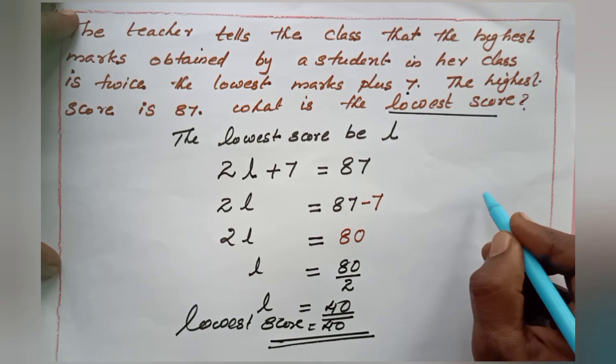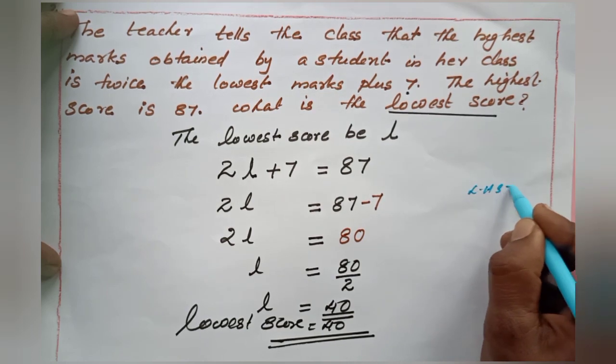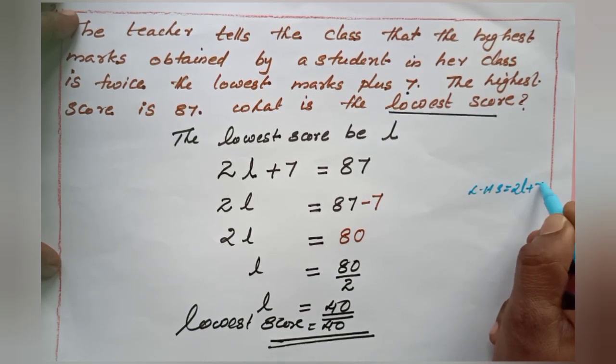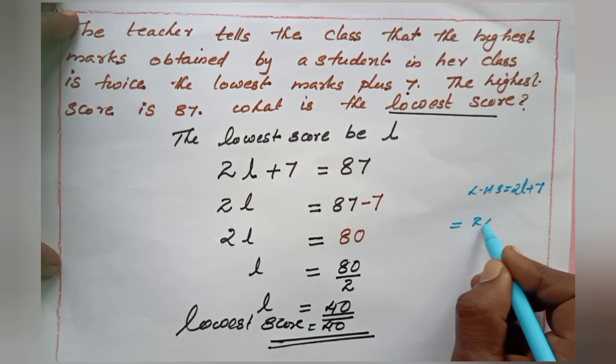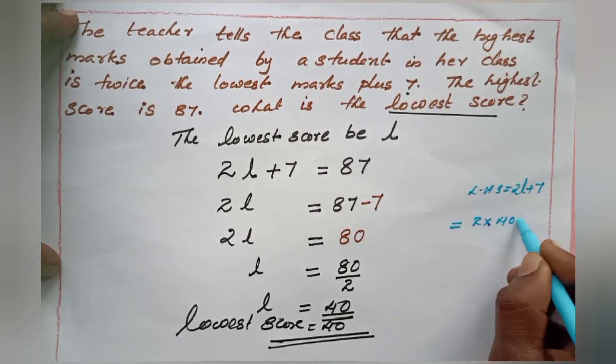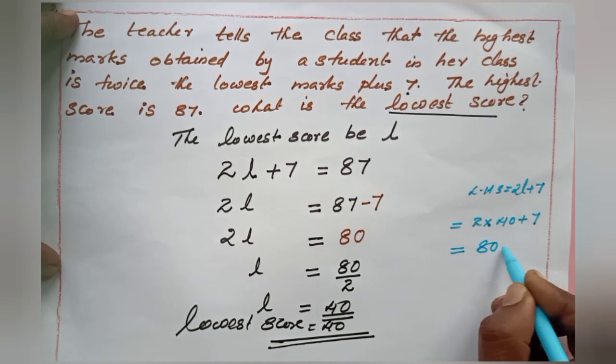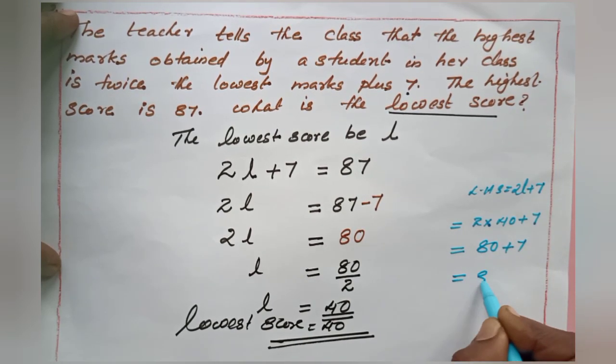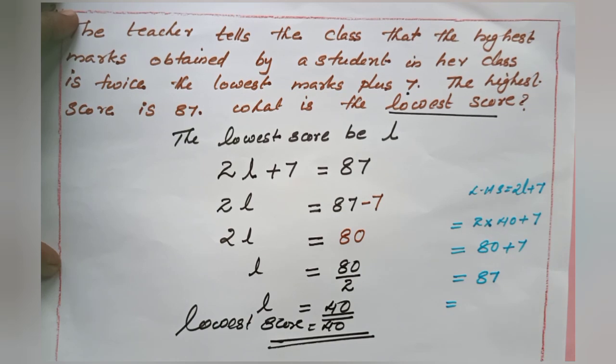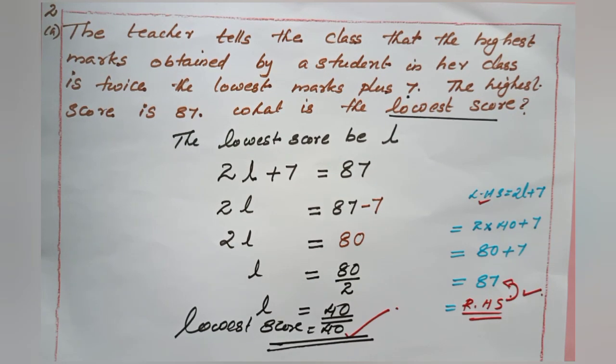To verify this, substitute. The left hand side is 2L plus 7. So 2 into 40, L is 40, plus 7. So 2 into 40 is 80, plus 7 is 87. That's equal to the RHS. RHS equals 87. So LHS equals RHS. So this is the correct answer. Lowest mark equals 40.